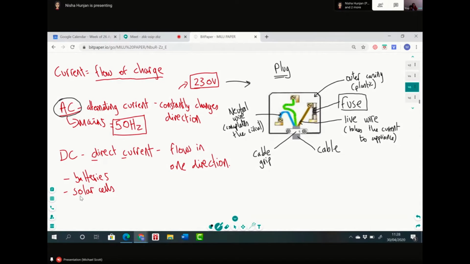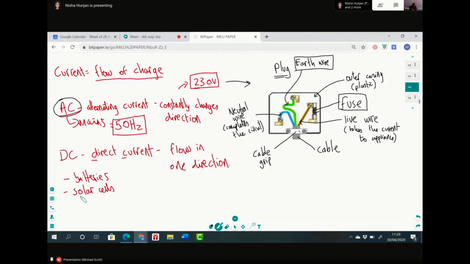So, for your GCSEs, you've got to know the different colours of wire. You should know why we use plastic as the outer casing. You should know the role of the cable grip. There's also one other thing that you need to know, and that is the material that the pins are made from. The pins are those 3 prongs that we actually plug into the plug socket. Now, the pins are typically made of a material called brass.